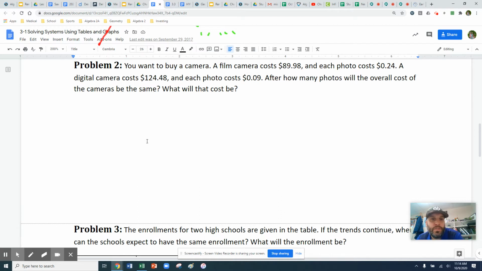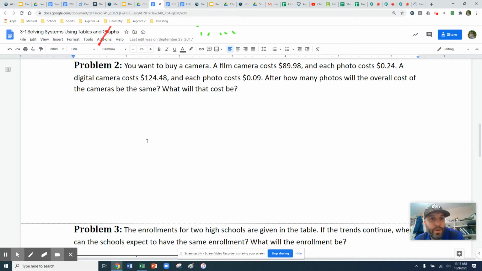So problem 2 says you want to buy a camera. A film camera costs $89.98 and each photo costs 24 cents. A digital camera costs a little more, $124.48, but each photo costs less, only 9 cents per photo. After how many photos will the overall cost be the same?